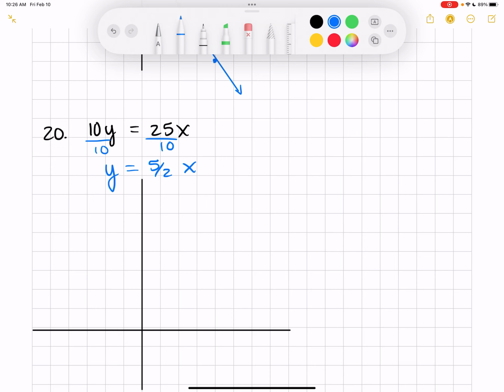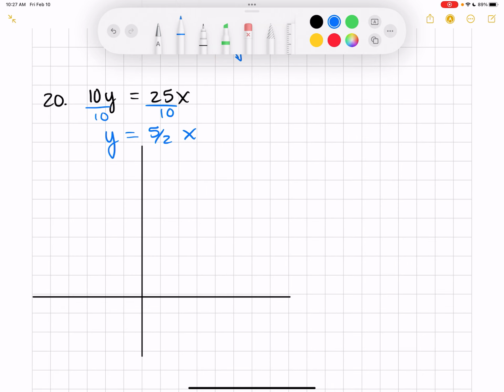So my y-intercept is at 0, 0. And then what is the slope or constant of variation telling me to do? Up 5, right 2. 1, 2, 3, 4, 5. 1, 2. This is another one that's going to go way up here. 1, 2, 3, 4, 5. 1, 2. Since this one is such a big one, if you just got the 2 points on there, that would be okay.